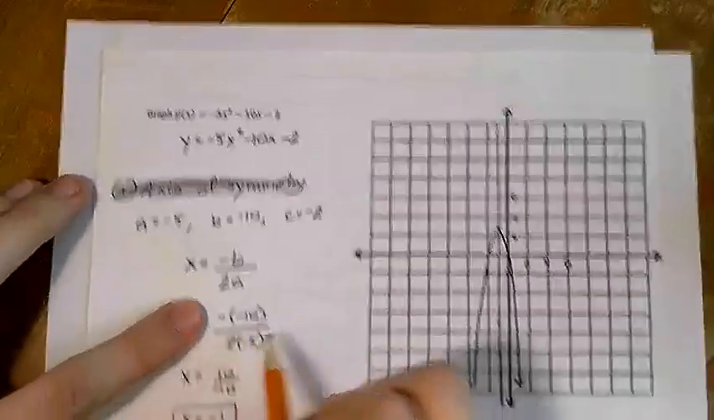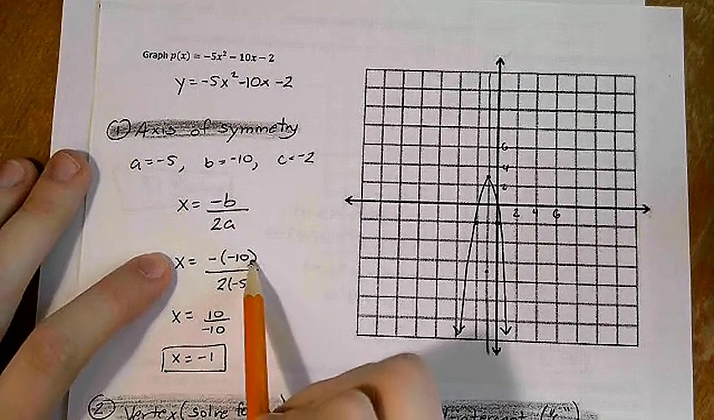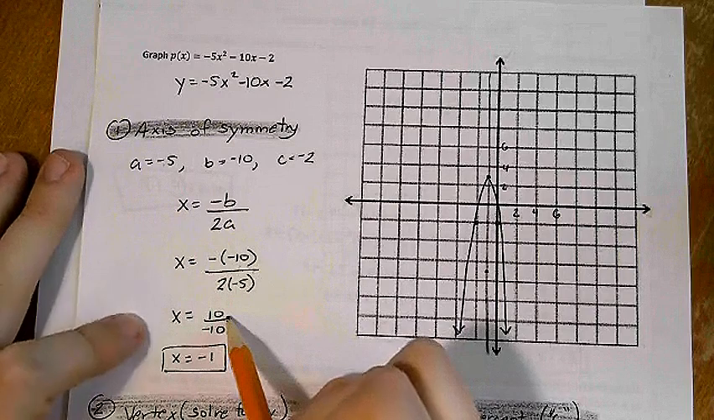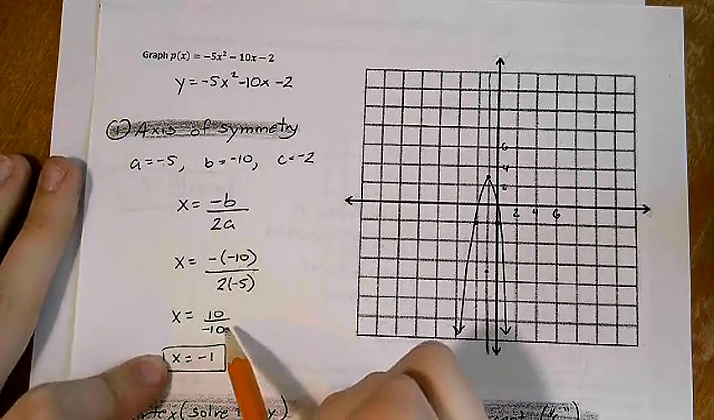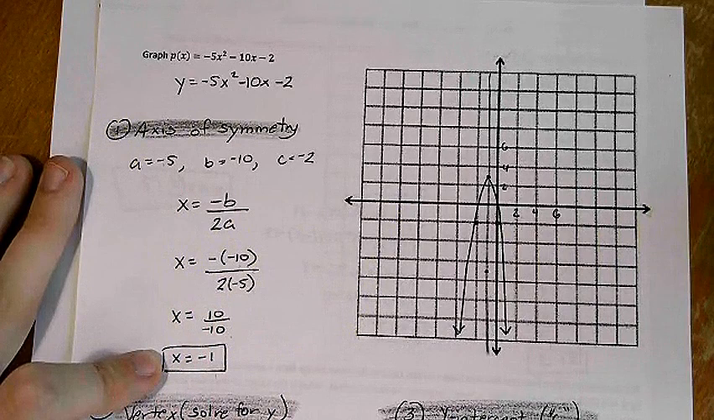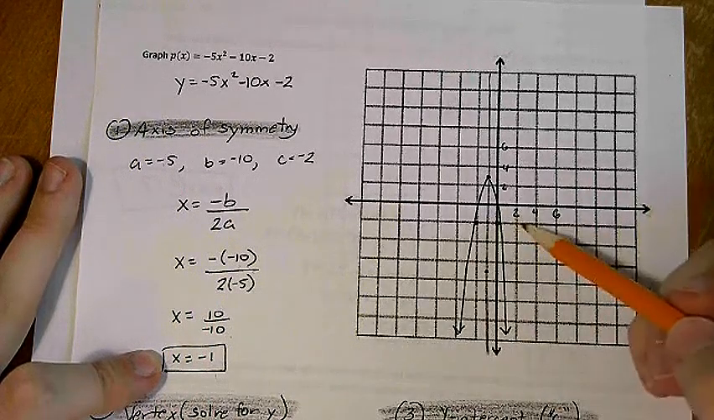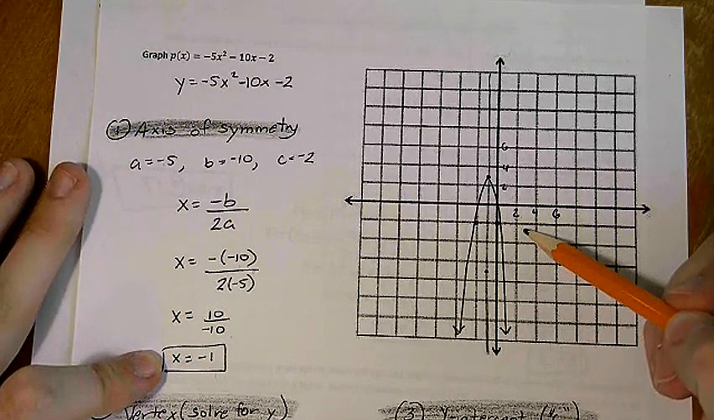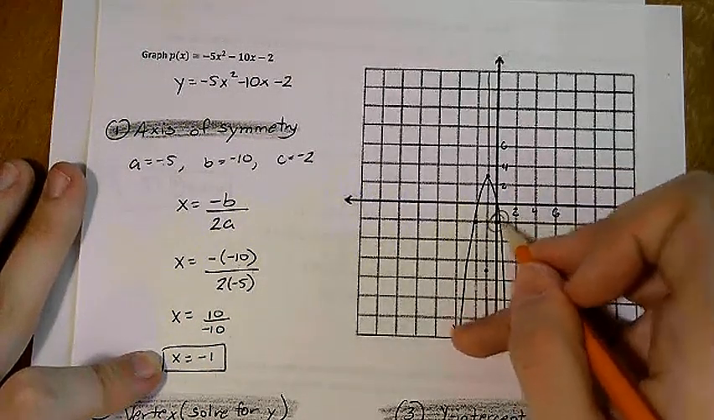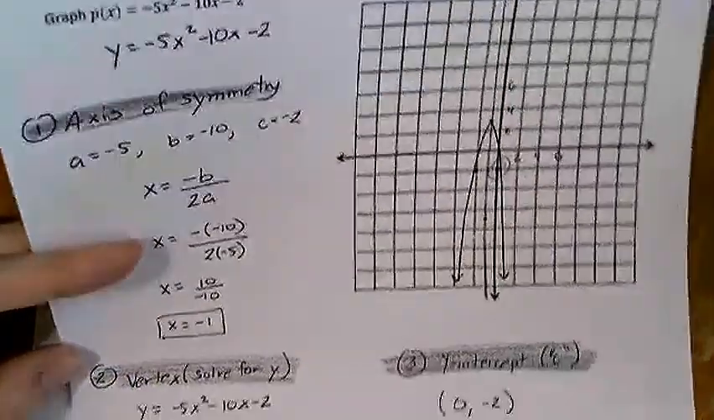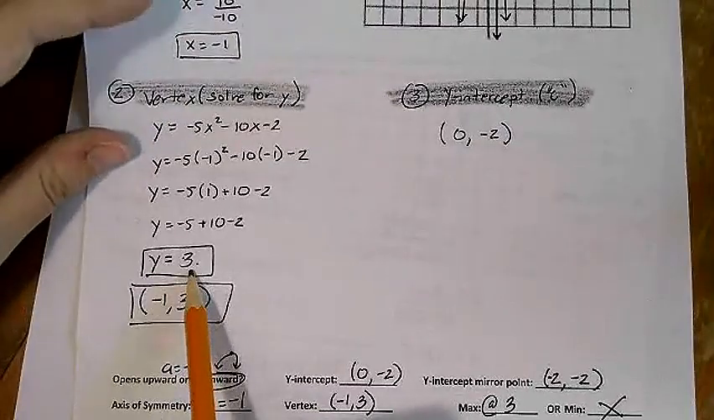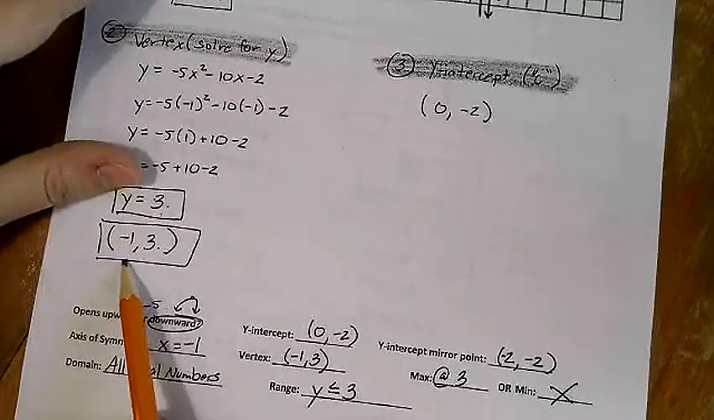We plug in our -10 for b, and we plug in -5 for a, to find our axis of symmetry. Well, -10 is really +10. 2 times -5 is really -10. So our axis of symmetry is at x equals -1. I used a scale of 2 to graph this. You could easily do it with a scale of 1 and be fine. Our y-intercept is right here at 0, -2. We plug in -1 everywhere we see an x, and you should get a y value of 3. So your vertex is at -1, 3.